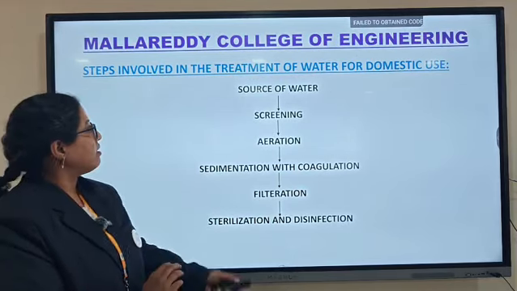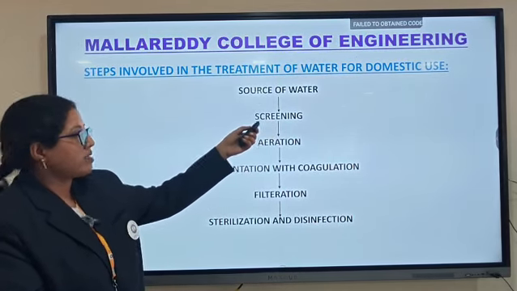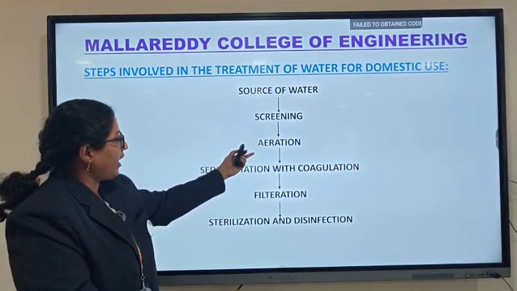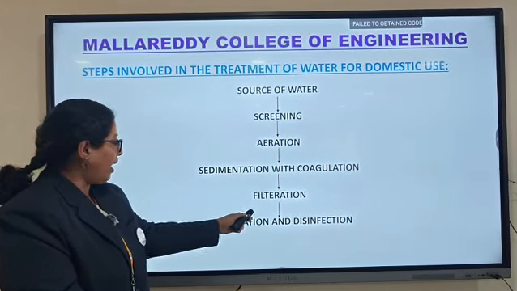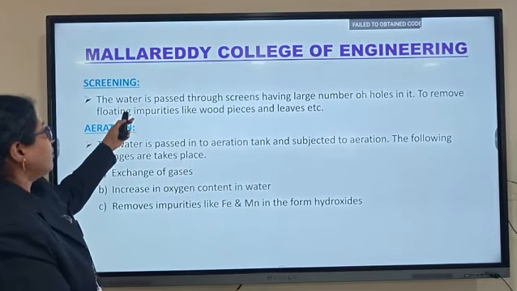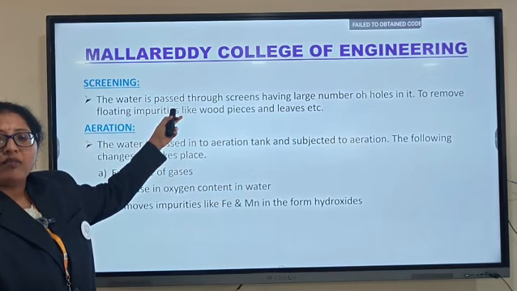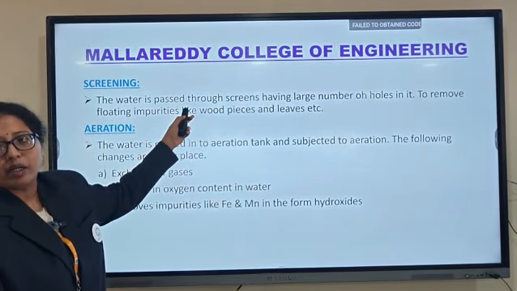Today my topic is the steps involved in the treatment of water for domestic use. The steps are screening, aeration, sedimentation with coagulation, filtration, and sterilization and disinfection. First one is the screening. In the screening process, the floating impurities like wood particles and leaves are removed.